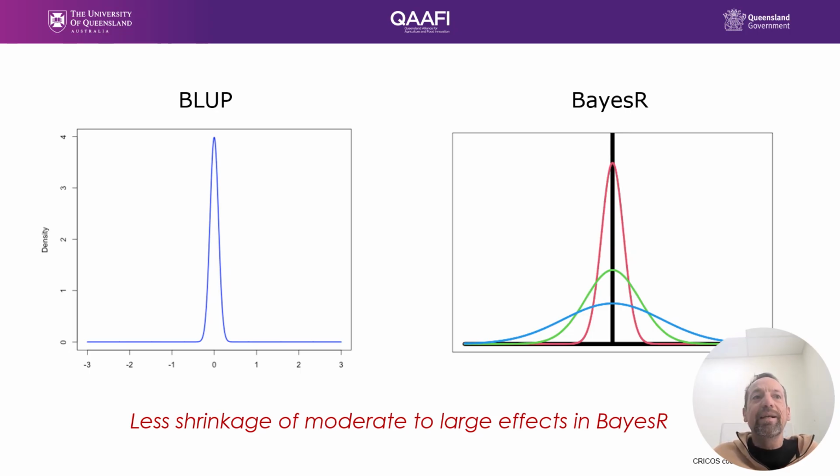So visually, again, BLUP assumes this single normal distribution, so all SNPs have a small effect. Bayes-R has this spike at zero, and then it has multiple distributions allowing larger and larger effects. So the degree of shrinkage is actually variable in Bayes-R, and you'll have less shrinkage of moderate to large effects if the data support that.